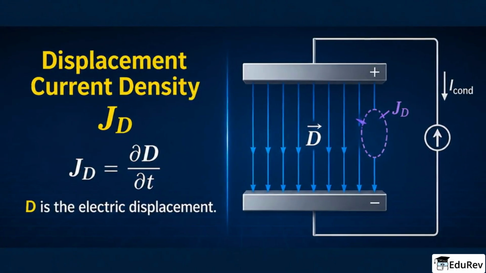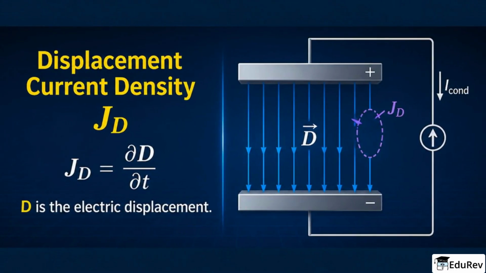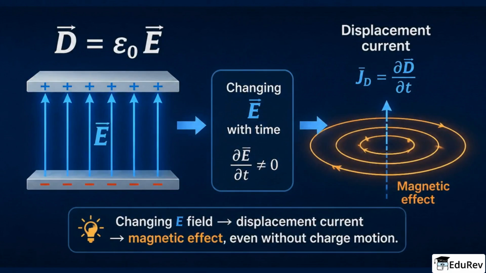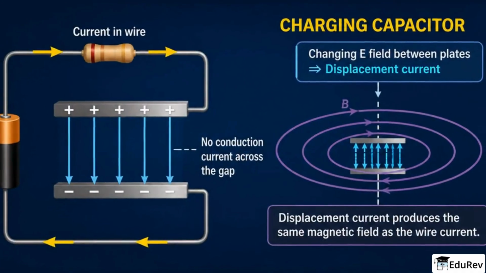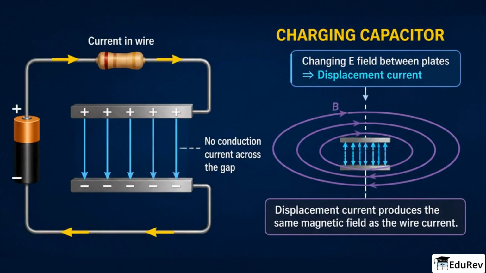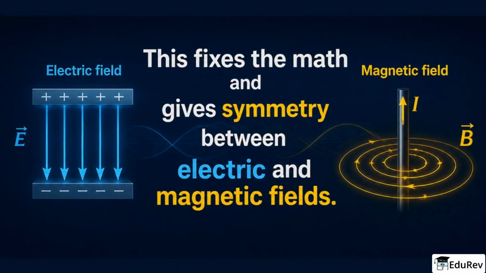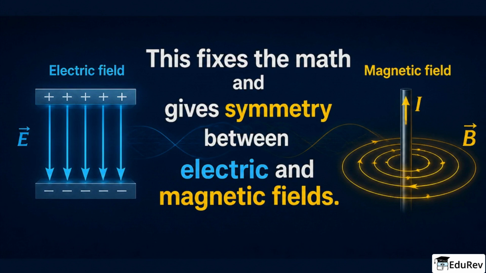We call the displacement current density J sub d, and it is the partial derivative of D with respect to time, where D is the electric displacement. In vacuum, D equals epsilon naught times E. So a changing E field gives a displacement current that creates magnetic effects even where no charges move. Picture a charging capacitor. Current flows in the wires but not through the gap. Yet, the changing field between plates produces a displacement current which makes the same magnetic field as the wire. This fixes the math and gives symmetry between electric and magnetic fields.